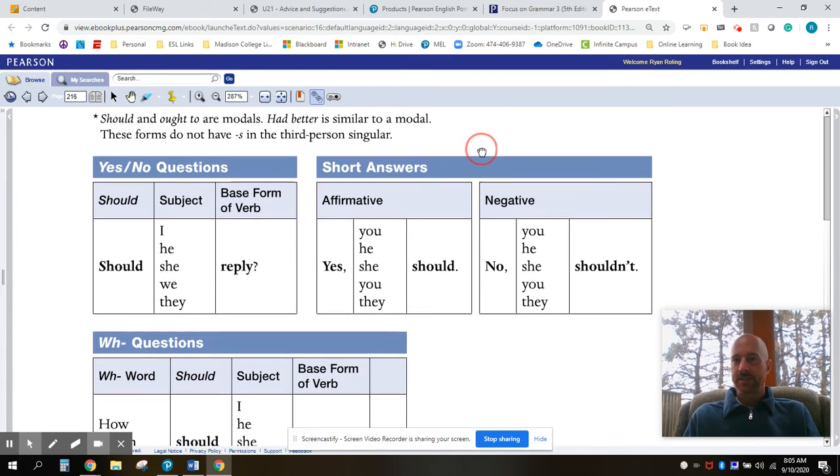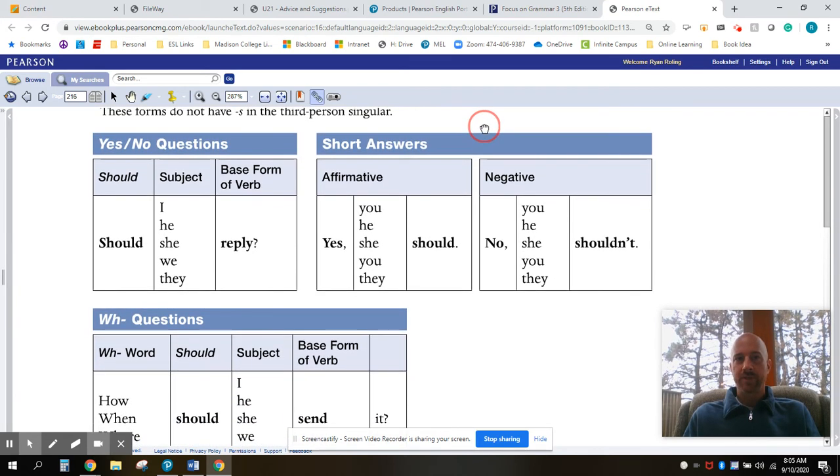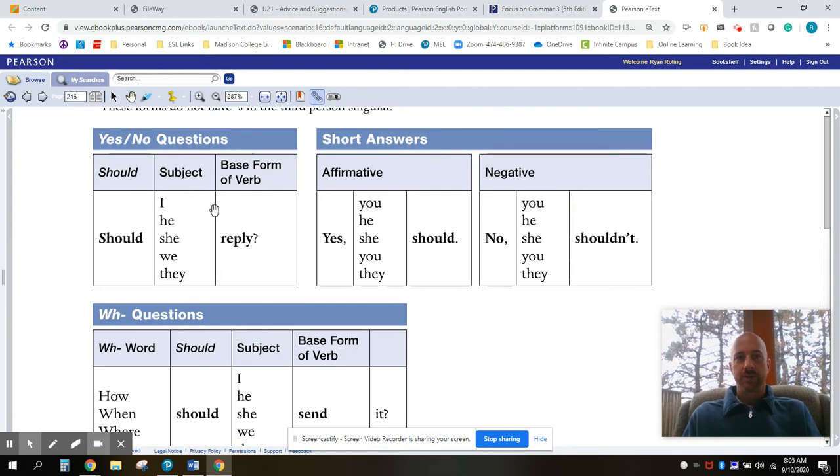Yes-no questions are just like other yes-no questions, where you start the yes-no question with that helping verb, like we do with are you hungry? And so here, should, and then the subject, and then the base verb. The answer is yes, subject, and should, or negative answer, no, subject, and shouldn't. Notice in writing, after yes and no, we use a comma.